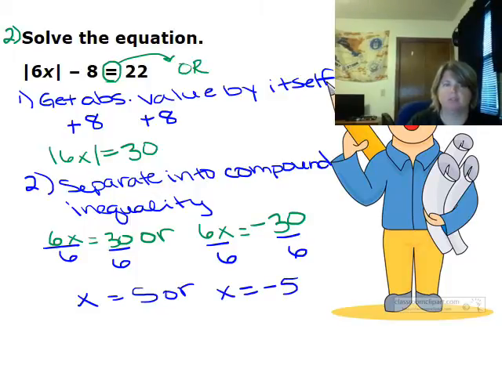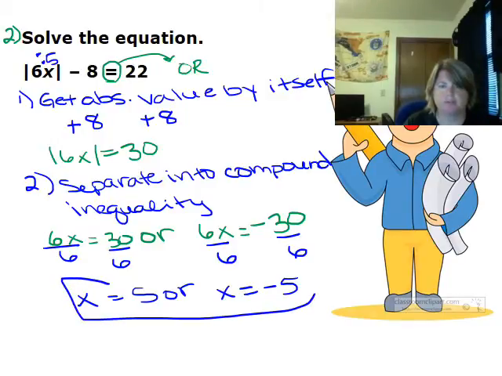Both of those solutions work, and you can plug them in one at a time up here. So if I plug in positive 5, 30 minus 8 is 22. And then if I do negative 5, 6 times negative 5 is negative 30. Negative 30 is 30 units from 0, so that's positive 30, minus 8, which is 22. So both of these solutions work. So we are winners.